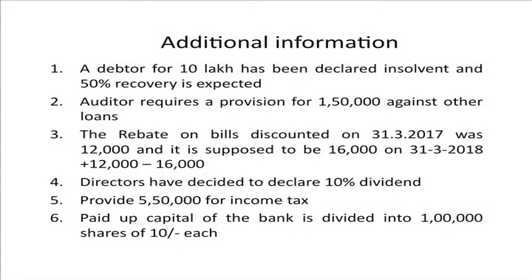Directors have decided to declare 10% dividend. So first of all we need to ascertain what is capital, it is also given. Provide 5,50,000 for income tax, this provision will again fall under provisions and contingency schedule. Paid up capital of the company is divided into 1 lakh equity shares of 10 each. So we are having 10 lakh rupees as our share capital, out of which 10% is declared as dividend. So 1 lakh is our dividend. When dividend is declared, preliminary expenses have to be written off in full under operating expense schedule.